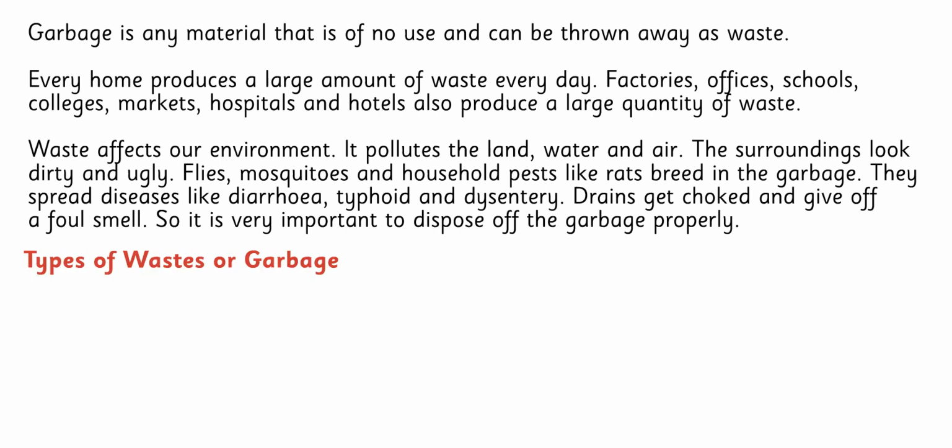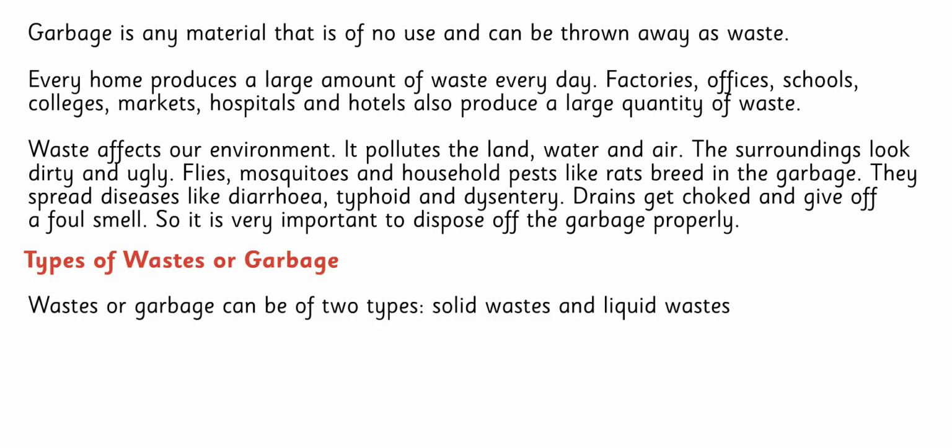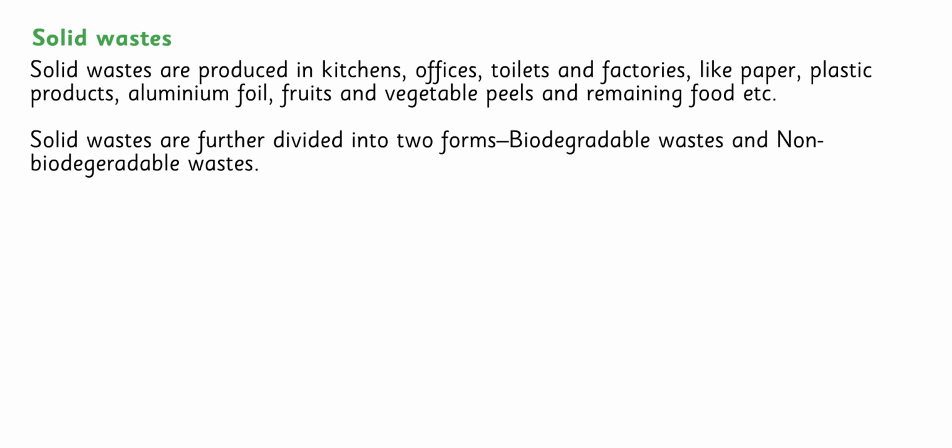Types of wastes or garbage. Wastes or garbage can be of two types, solid wastes and liquid wastes. Solid wastes are produced in kitchens, offices, toilets and factories, like paper, plastic products, aluminium foil, fruit and vegetable peels and remaining food, etc. Solid wastes are further divided into two forms, biodegradable and non-biodegradable wastes.